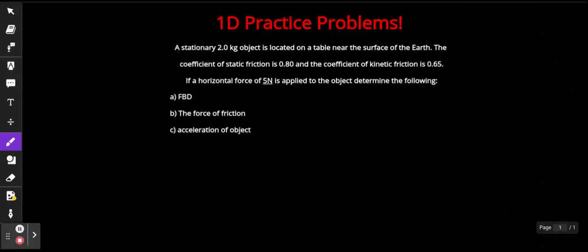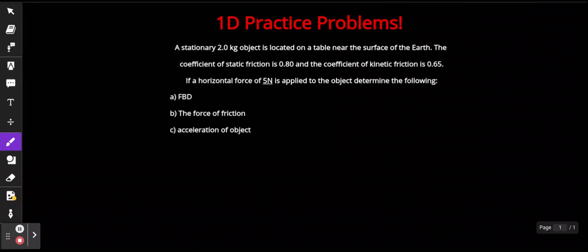Okay, question 3 says, a stationary 2 kilogram object is located on a table near the surface of the Earth. The coefficient of static friction is 0.8 and the coefficient of kinetic friction is 0.65. If a horizontal force of 5 newtons is applied to the object, determine the following: a free body diagram, the force of friction, and the acceleration of the object.